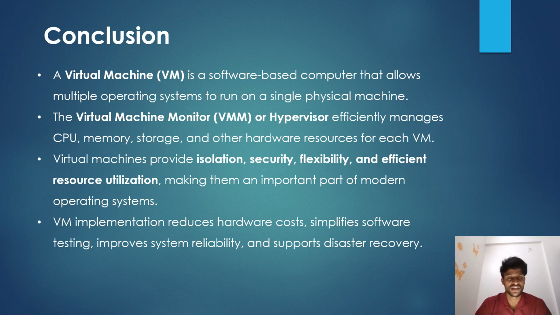Finally, conclusion. A virtual machine is a software-based computer that allows multiple operating systems to run on a single physical machine. The VMM, virtual machine monitor or hypervisor, efficiently manages CPU, memory, storage, and other hardware resources for each virtual machine. Virtual machine implementation reduces hardware cost, simplifies software testing, improves system reliability, and supports disaster recovery.